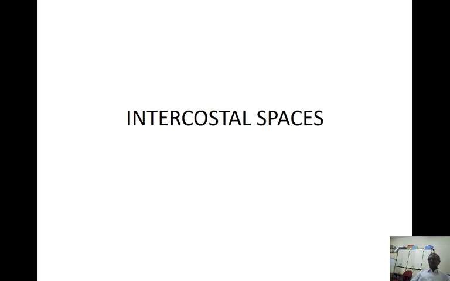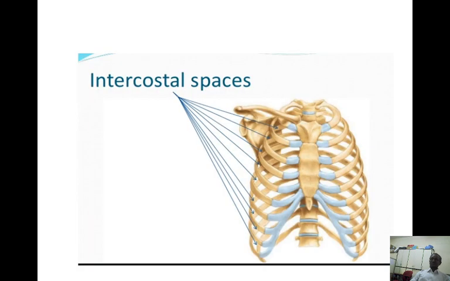Today's class is intercostal spaces. That means the spaces between the two ribs and the costal cartilage. Intercostal spaces are about 11 in number, and the last two spaces are incomplete because of the floating ribs, 11th and 12th ribs. So you are seeing the number of intercostal spaces. These spaces are numbered from the number of the rib above. Below the first rib is the first intercostal space, and like that it goes on.